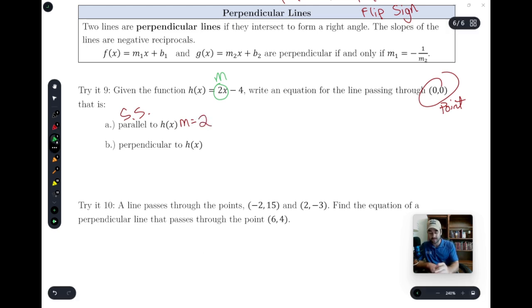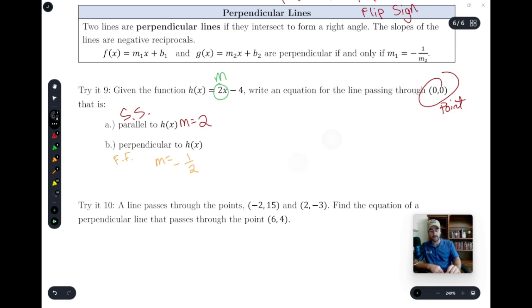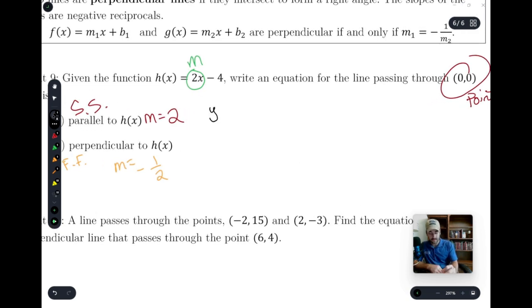And perpendicular means flip, flip. Flip, flip, which means we're going to flip the fraction. So it's m equals 1/2 and flip the sign. It was positive, now it's negative. And now we just use the slope and the point they gave us to plug and chug into the point slope formula. So we've got y minus y1.